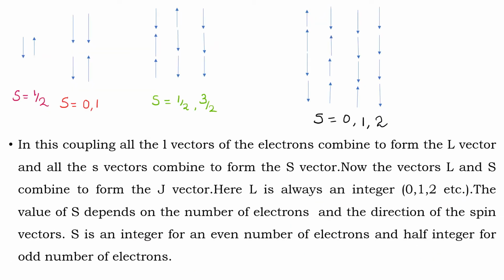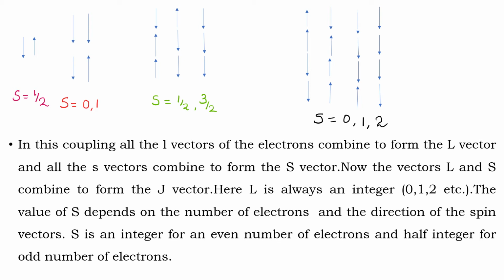In this coupling, all the L vectors of the electrons combine to form the L vector and all the S vectors combine to form the S vector. Now the vectors L and S combine to form the J vector. Here the L vector is an integer, but the value of the S depends on the number of electrons and the direction of the spin vectors. That is, in the figure we can see the value of the S depends on the number of electrons and the direction of the spin vectors.